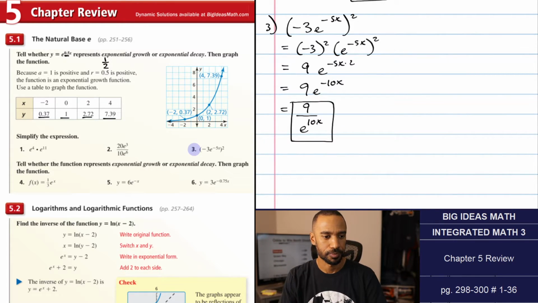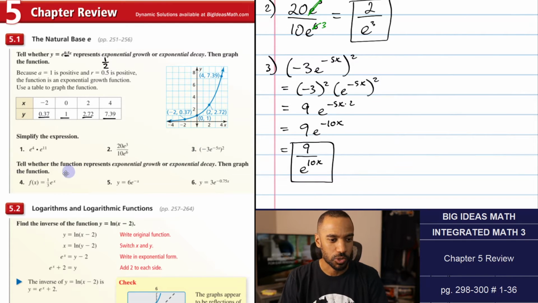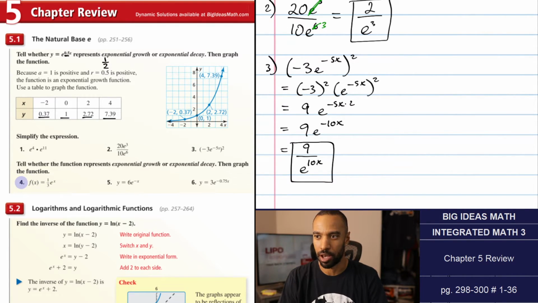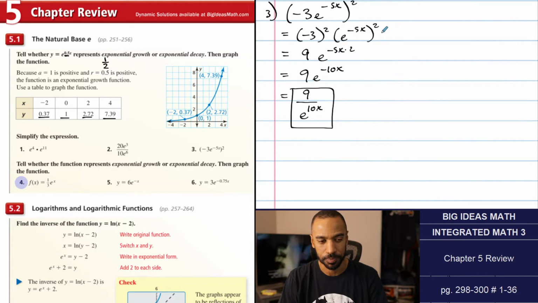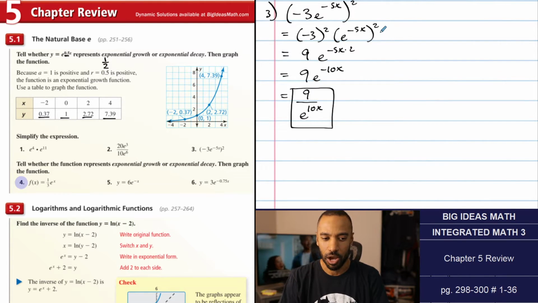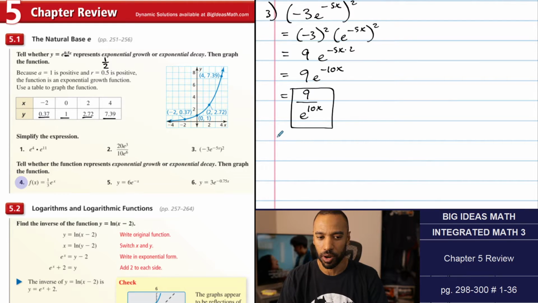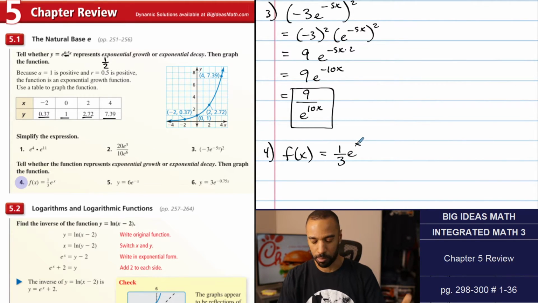No graphs. Although we're going to start graphing these next ones, and these ones are going to resemble the example problem that you see above, at least with respect to instruction. So numbers 4, 5, and 6 tell whether the function represents exponential growth or exponential decay, then graph the function. As the example stated, at least the one part that I care about, given that all these a's are positive, we could talk about the part that I care about, which is r. R is a positive number here. The r is the number multiplying by x, essentially.